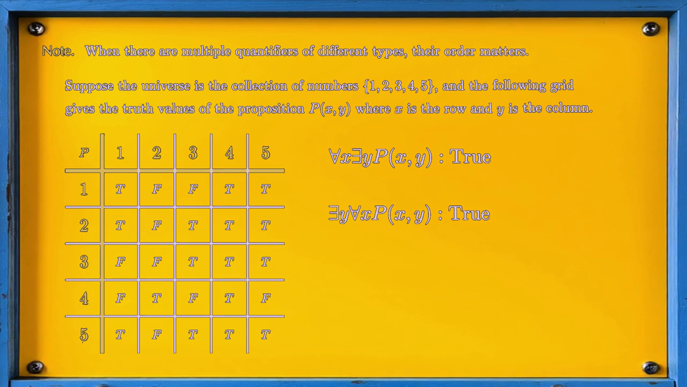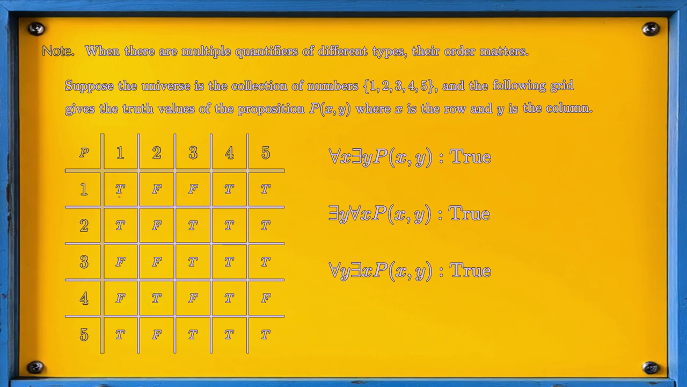So let's look at the proposition for all y, there exists an x, P(x, y). This says that if we look in every column, there better exist one true value. So if we go column by column and look for a true value, we'll see if we can find one in every single column. The first column has a true value in position 1, the second column has a true value in position 4, the third column has a true value in position 2, the fourth column has a true value in position 1, and the fifth column has a true value in row 1 as well. Since there's a true in every column, this proposition is true.